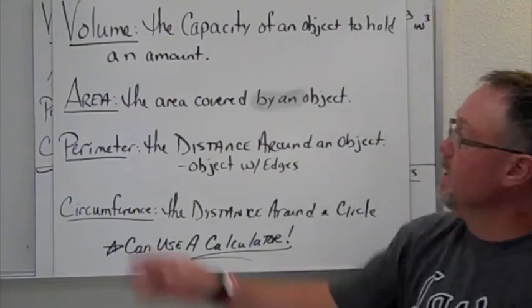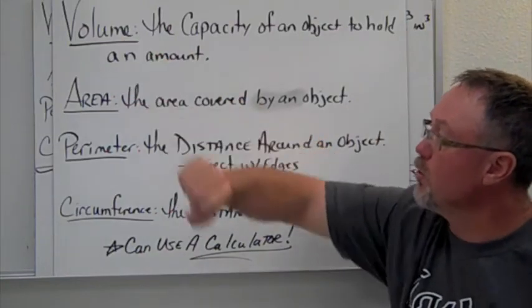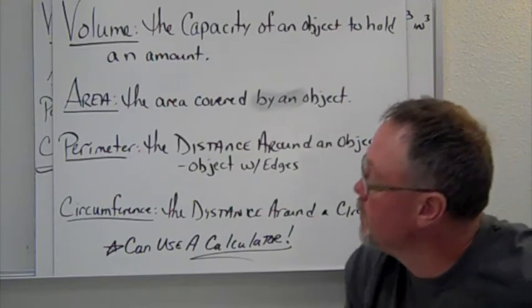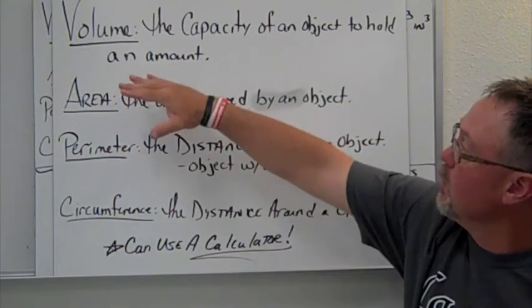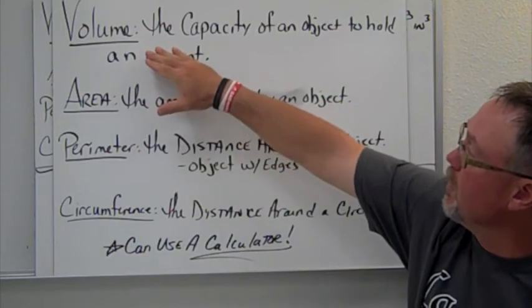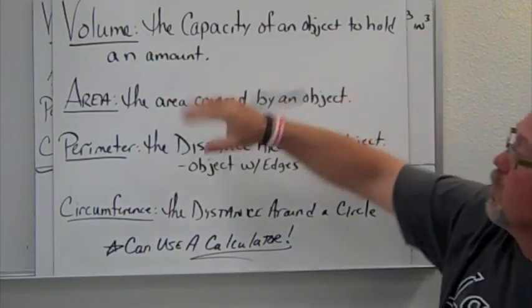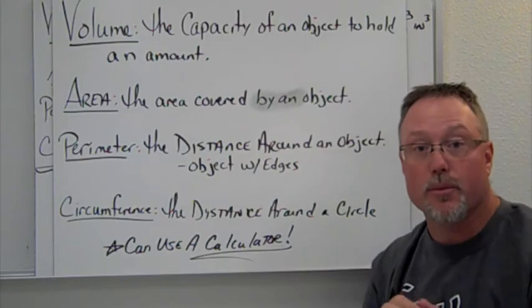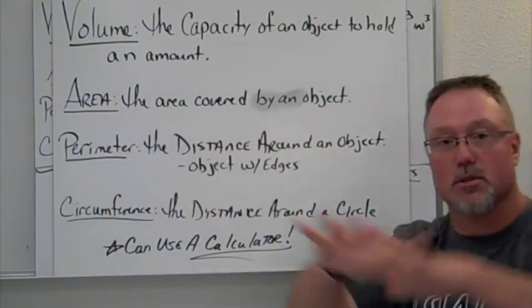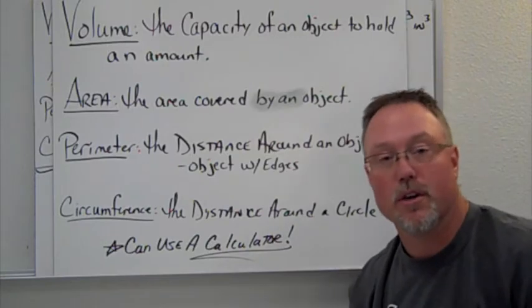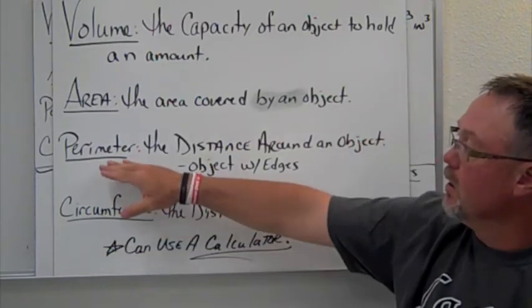Our video today is on mainly volume, but I wanted to go through some of the other definitions that you may have seen in the past. So real quick, in the term part of this, volume is the capacity of an object to hold an amount. So we're looking at a three-dimensional object. Area is the area covered by an object. So if you're painting a wall or covering a floor, you want to find the area.